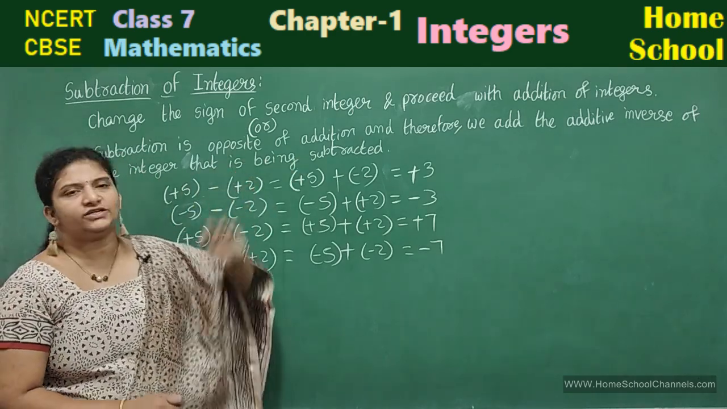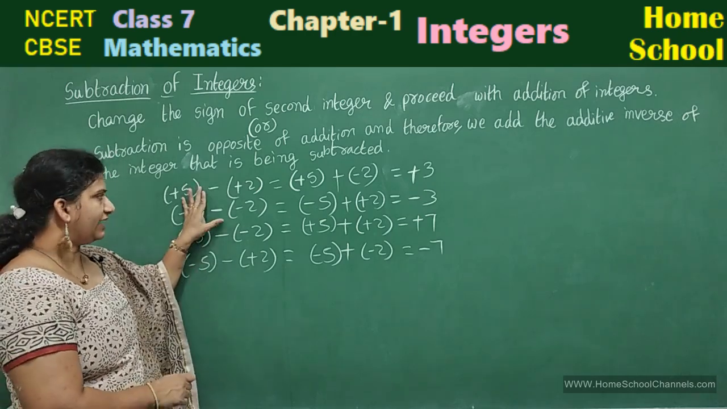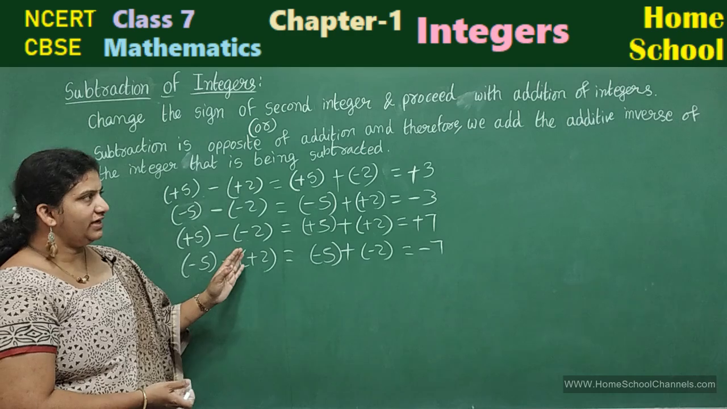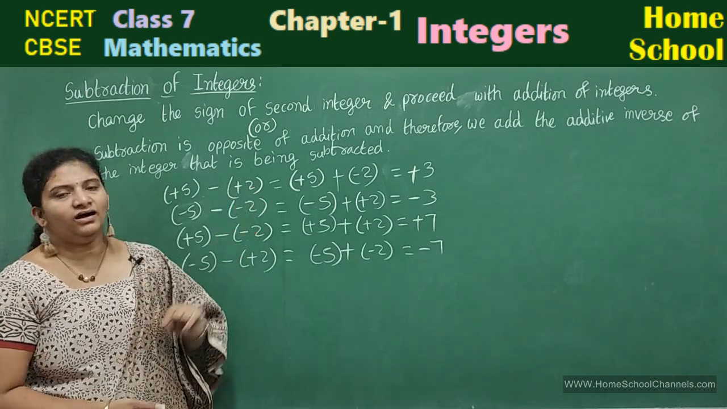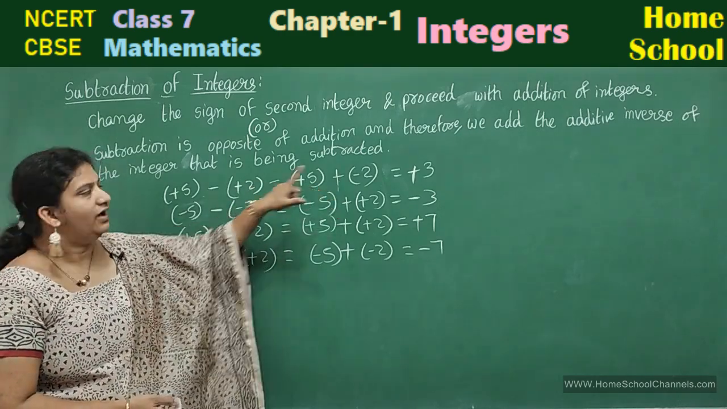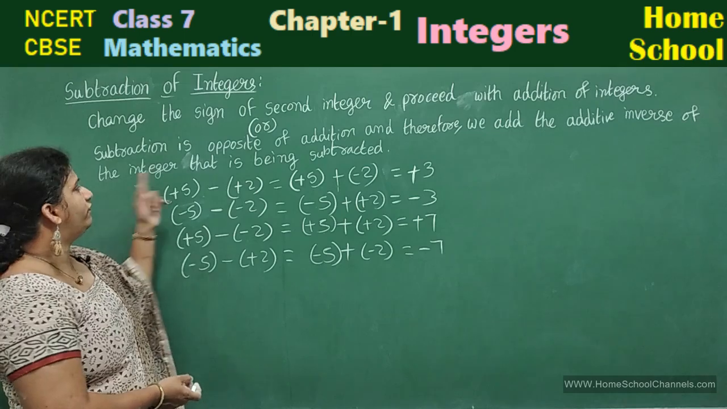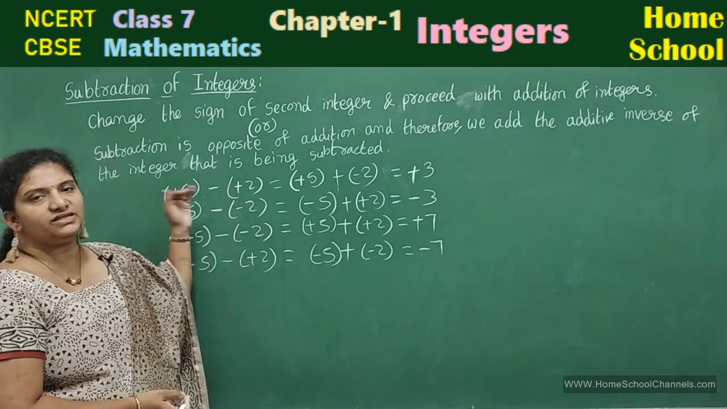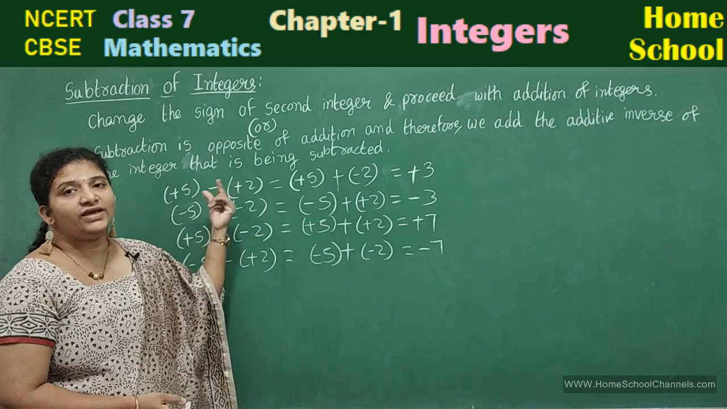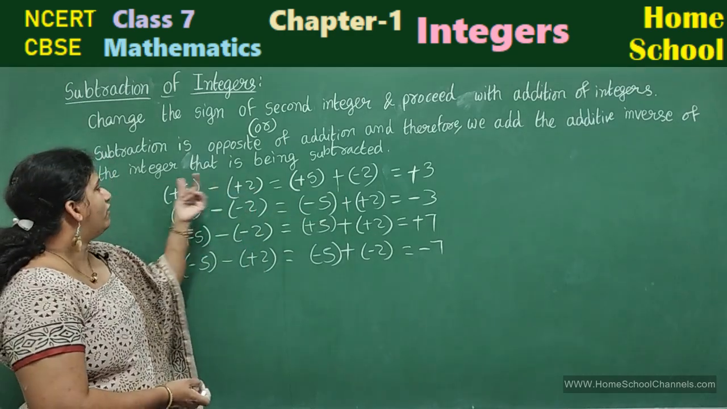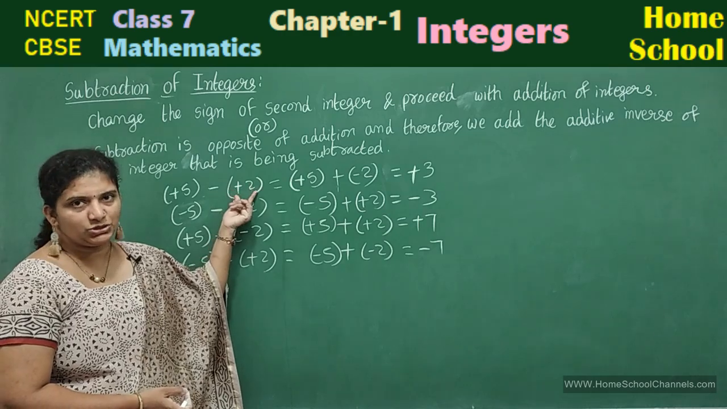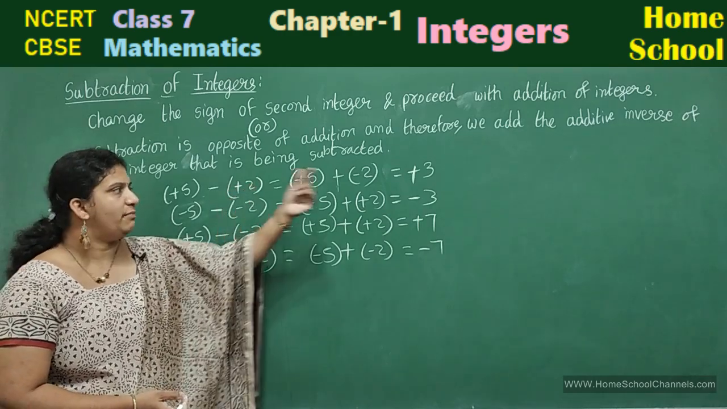Subtraction is the opposite of addition. That means we add the additive inverse of the integer that is being subtracted. So this subtraction is just the reverse of addition. We are subtracting plus 2 here, so its additive inverse is minus 2. Add it.